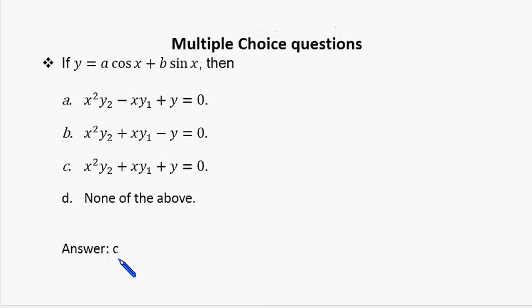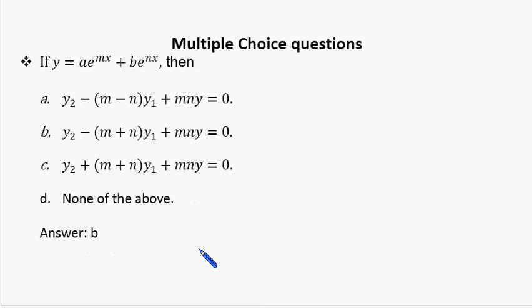Let's move on to the next one. If y is equal to a into cos x plus b into sin x, then for the second order derivative, the first option is x square into y suffix 2 minus x into y suffix 1 plus y is equal to 0. Option B is x square into y suffix 2 plus x into y suffix 1 minus y is equal to 0. Option C, x square into y suffix 2 plus x into y suffix 1 plus y is equal to 0. Option D is none of the above. The answer is C.